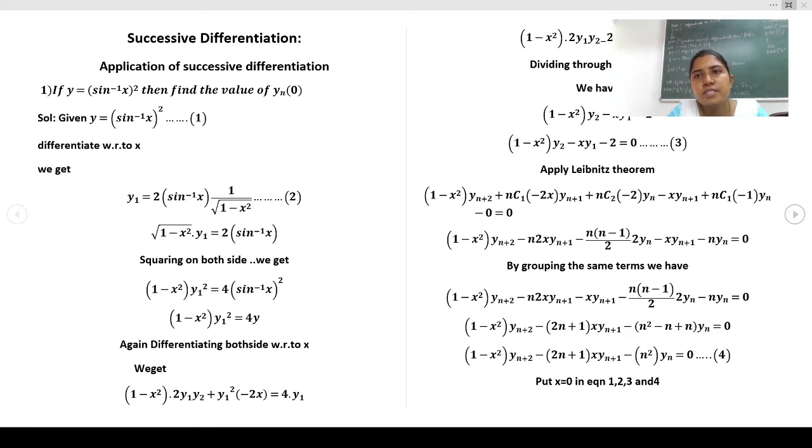successive differentiation. Let me show one application of successive differentiation using a theorem, through a problem. Solve this problem: if y equals sine inverse of x whole square, then find the value of yn at 0. That is, we have to find the nth derivative of the function y equals sine inverse of x whole square at the point 0.